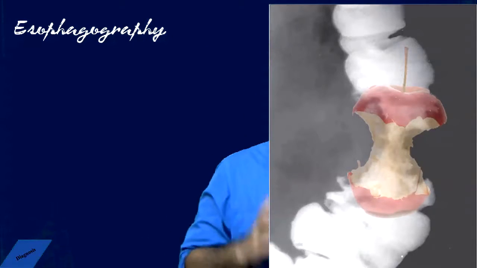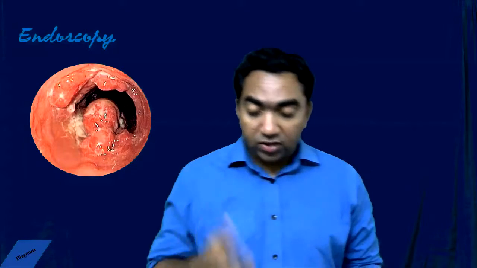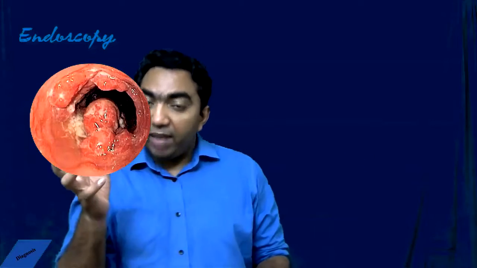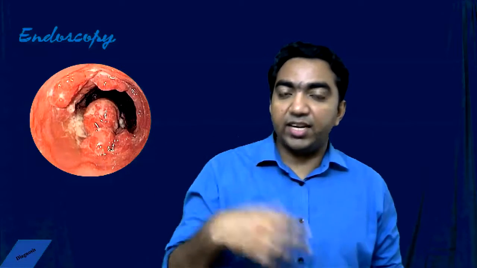Now the next is endoscopy. How does endoscopy help in the diagnosis of carcinoma esophagus? In endoscopy, we can see what the type of the lesion is. Is it friable? Is the lesion bleeding? Is it ulcerative? Is it ulceroproliferative? Is it a fungating lesion? All this we can find from endoscopy. Along with this, we can take a biopsy.